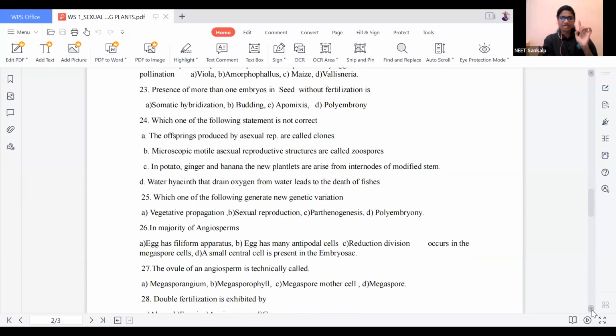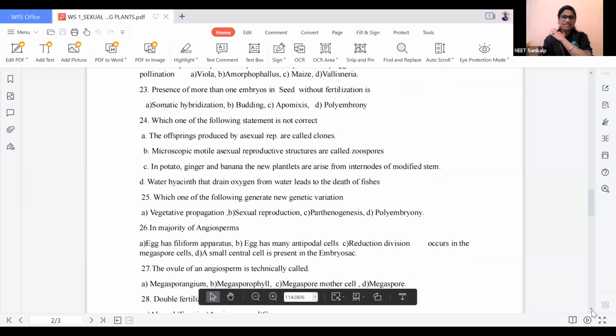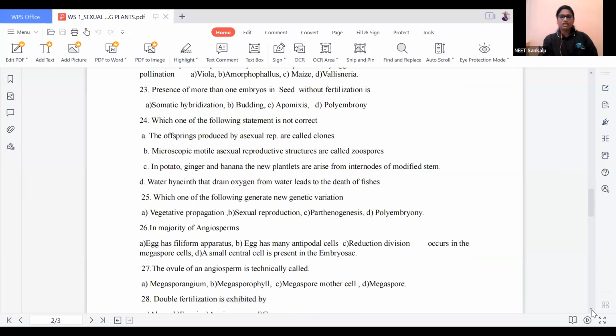Option A, vegetative propagation. Option B, sexual reproduction. Option C, parthenogenesis. Option D, polyembryony. Sexual reproduction gives more genetic variation. So Priyanka, Jyoti, Anvita answered it as option B. Radhika also attempted it as option B. Komala tried it as option D. So the right answer here is option B, sexual reproduction.